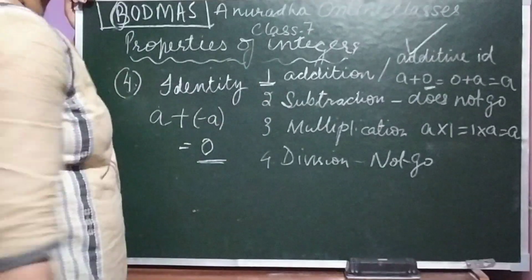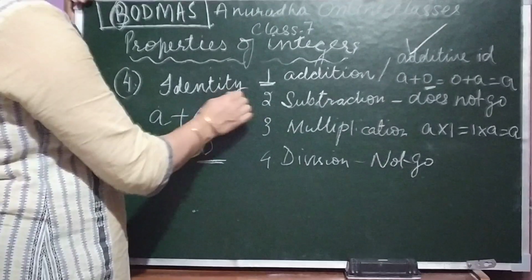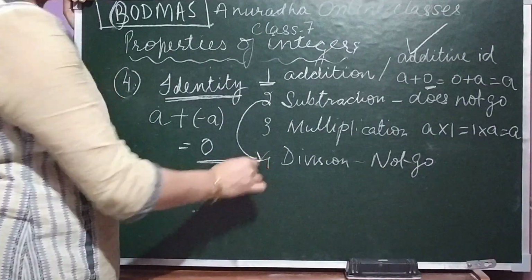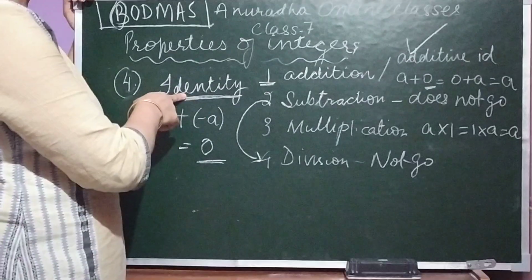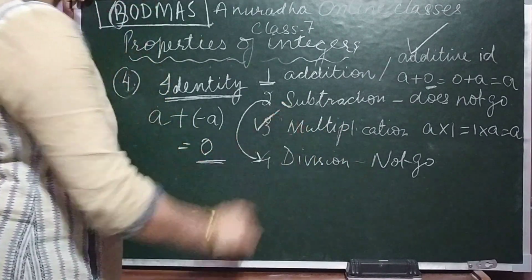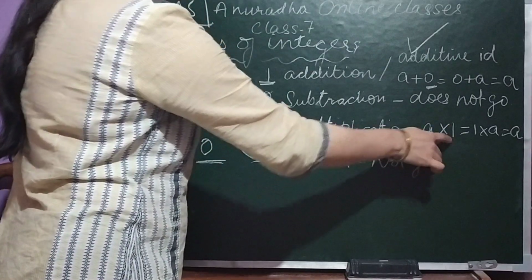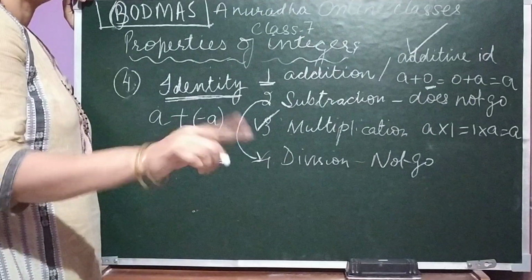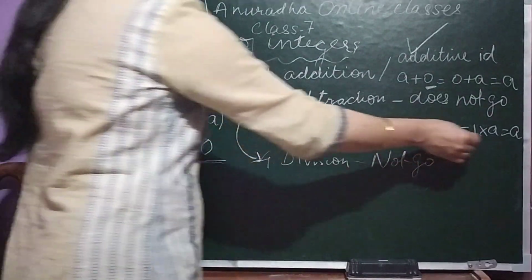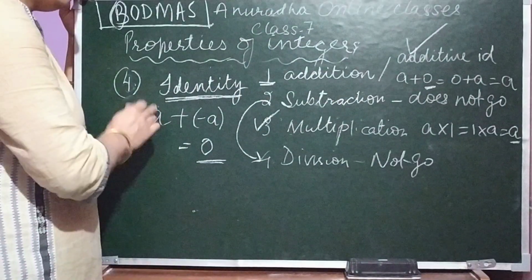Now come to the second, that is subtraction. Subtraction of integers does not go with this property. Same, division also does not go with the identity property. Now come to multiplication. In multiplication, if any integer is multiplied by 1, we will get the number itself. So that number is known as the multiplicative identity of the integer.